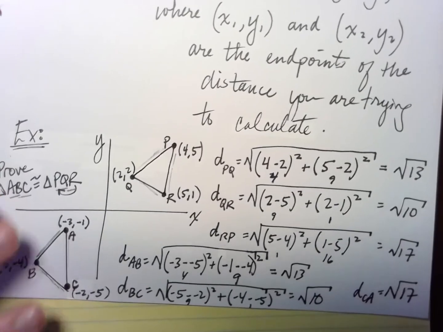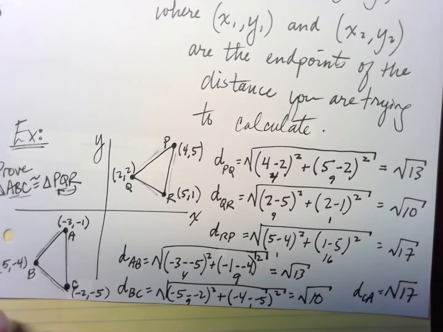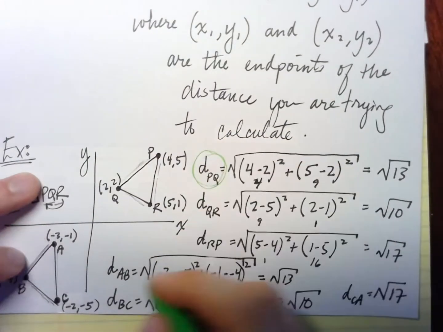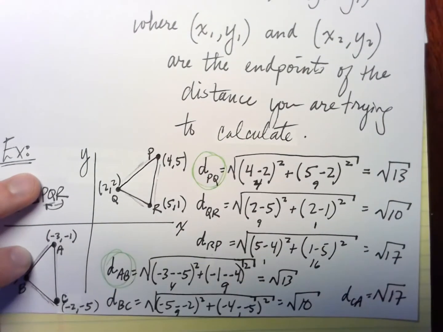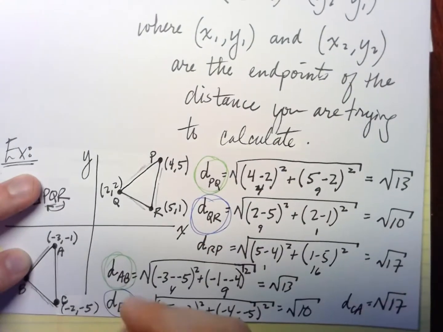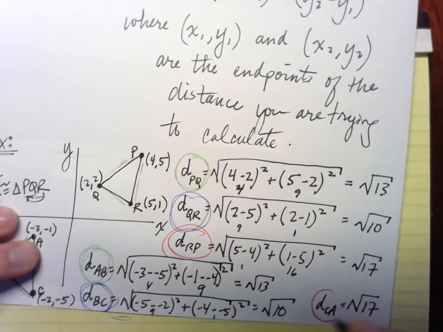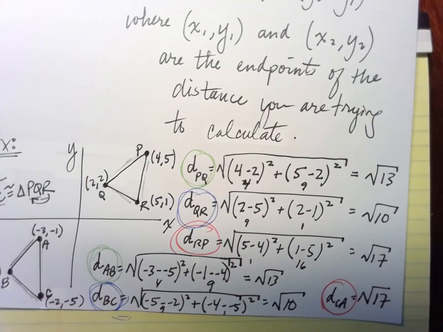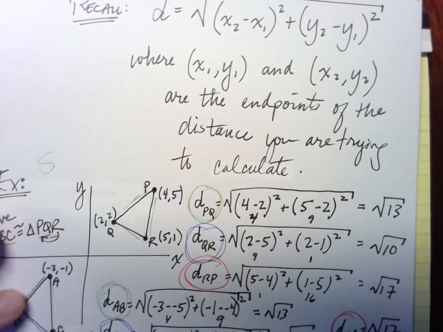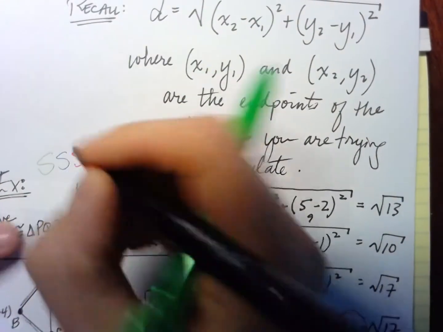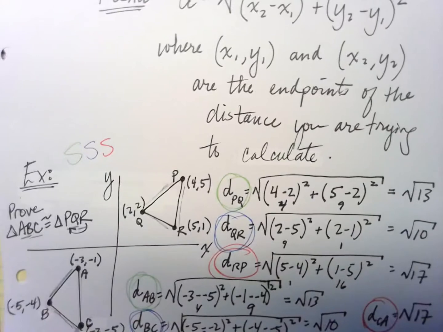And so notice what this is showing me. This is showing me that the distance of PQ matches up with the distance of AB. It's showing me that the distance of PR matches up with the distance of BC, and that the distance of RP matches up with the distance of CA. And so I have side, and I have side, and I have side. So I have SSS, and so I do in fact know that those triangles are congruent.